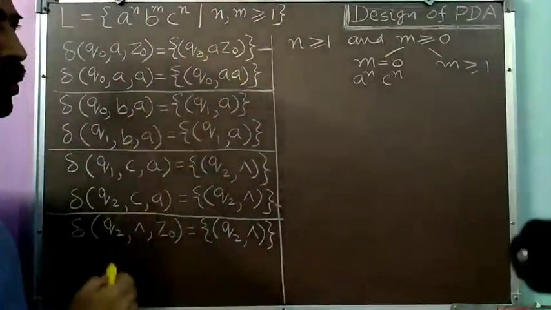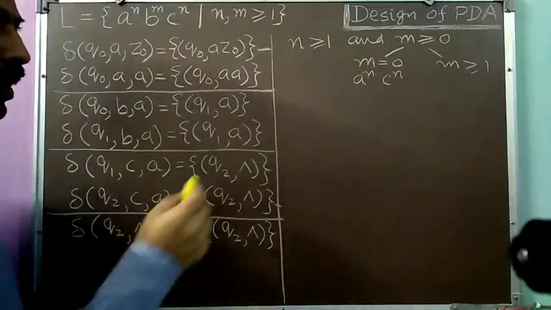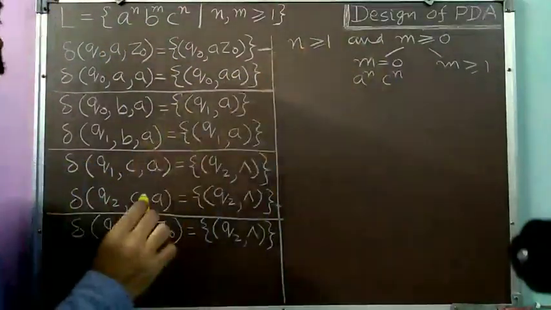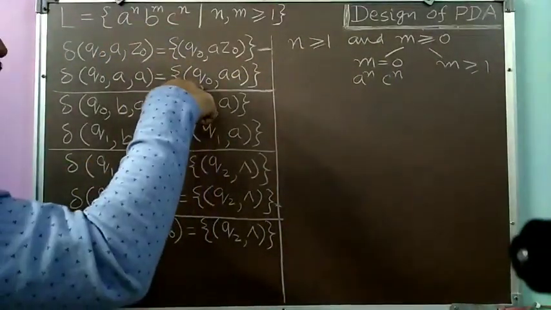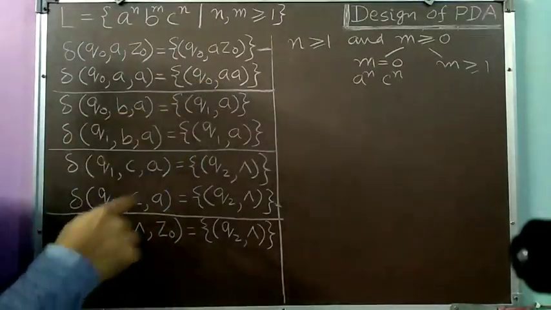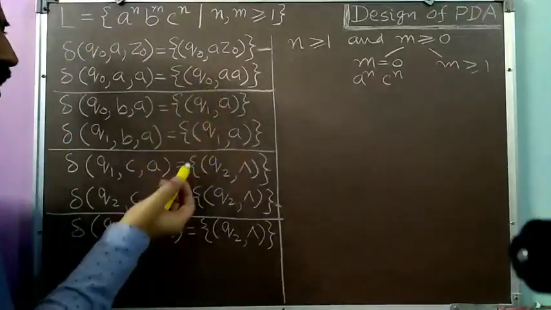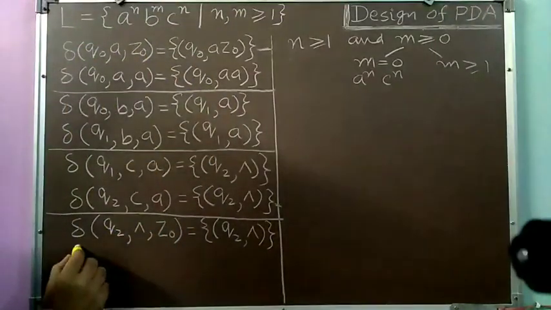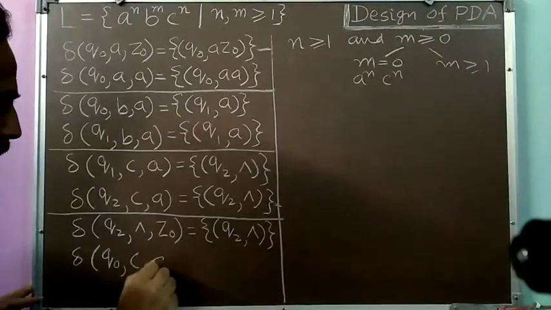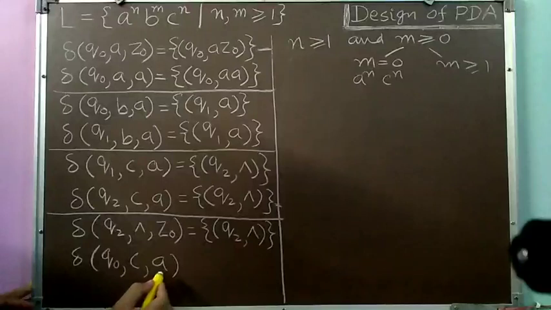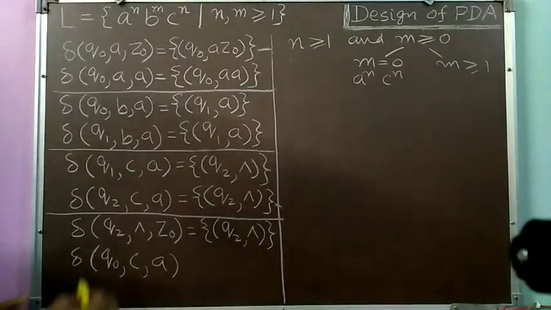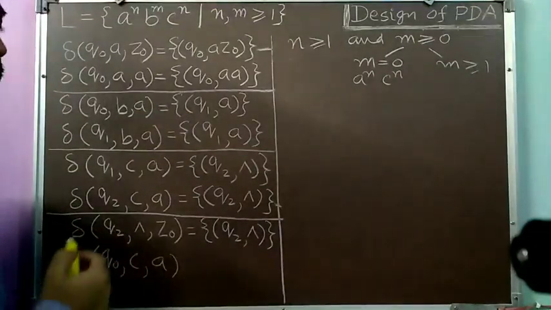Up till now we have pushed all the A's, so we are in the state Q0. Now we will not be receiving B's because m is equal to 0. We will directly receive C's. So when the state is Q0 and on the top of the pushdown stack is A, we will be receiving C's directly. It will be the condition corresponding to delta Q0 C A. Q0 will be the state, on the top of the pushdown store there will be an A, and we will be receiving C's.